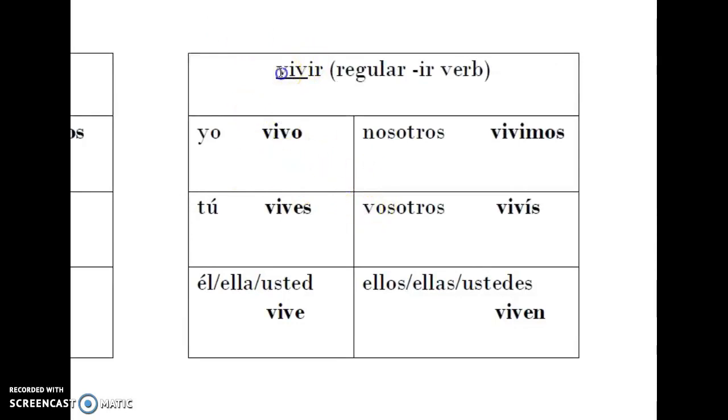So here's an example of an IR verb. There's the stem that's underlined. We're going to take off the ending, the IR, and we're going to replace it with all of these other endings. So instead of vivir, which just means to live, if I want to say I live, you live, he lives, I'm going to replace that ending with a different ending. Vivo, vives, vive.